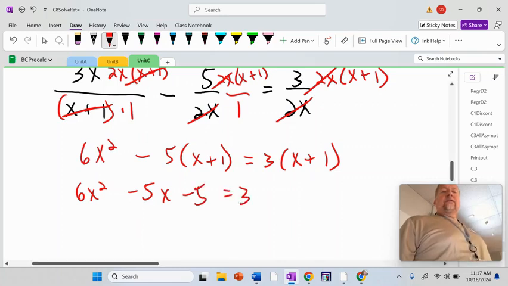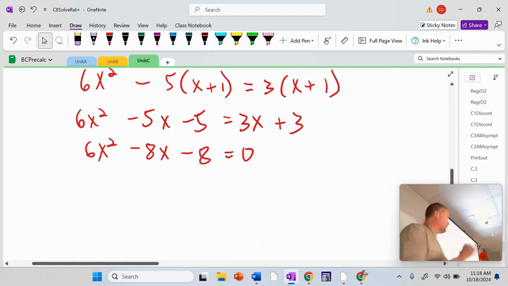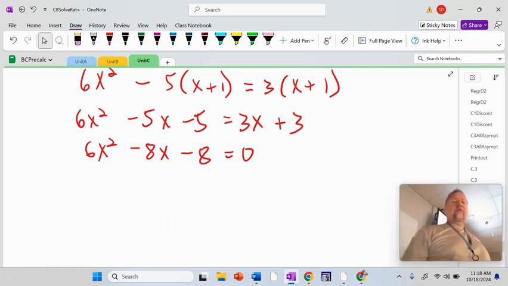All right, and then this is 3x plus 3. I hope I don't make any mistakes. Subtract 3x, subtract 3, right? Everyone okay with the math I've done so far? After that portion, then I'll show you how you can do this faster.